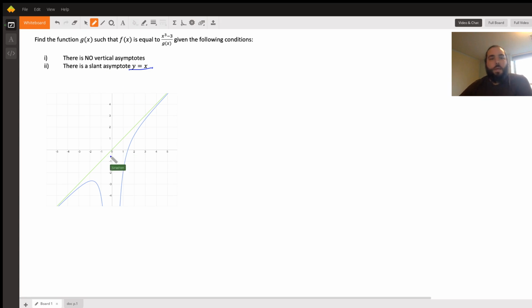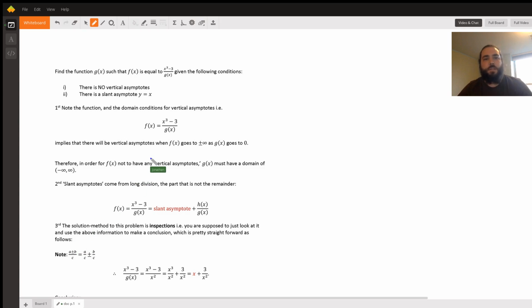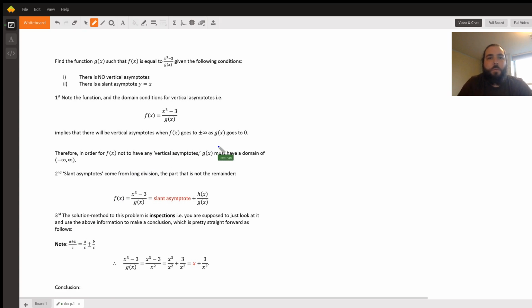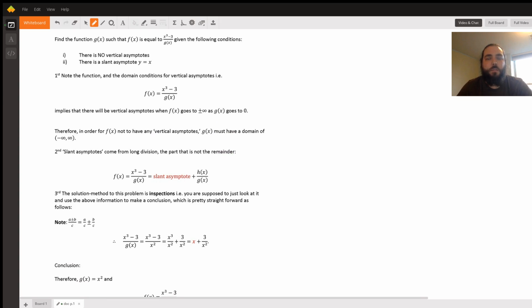Now, I wrote a lesson on this as a document, so if you want to pause and look at this in more detail you can. The answer to this question is quite simple, but you need to understand the theorems, such as where a vertical asymptote lies.